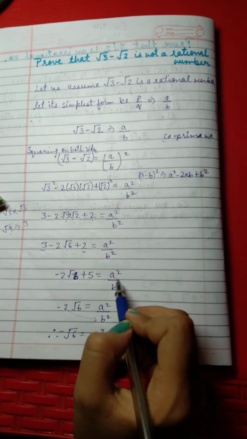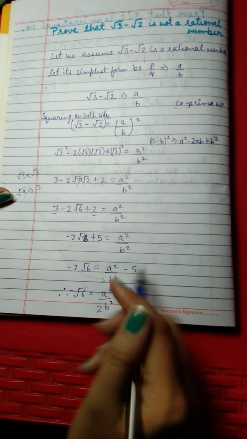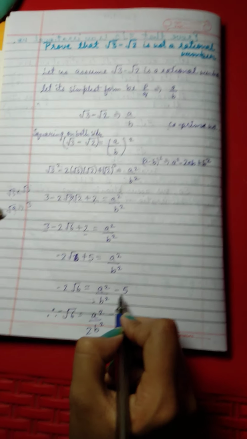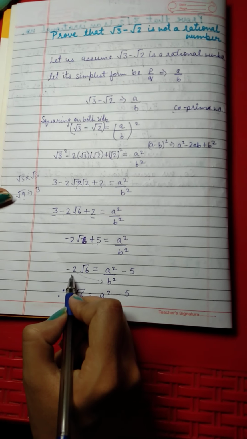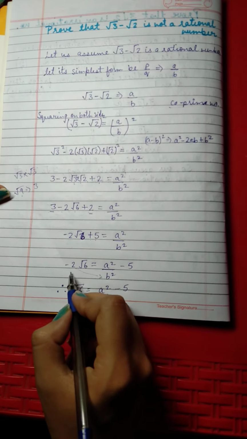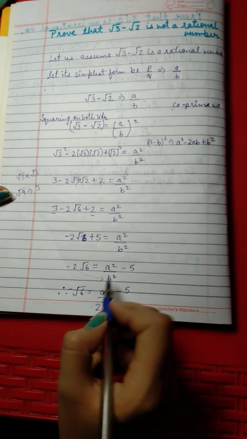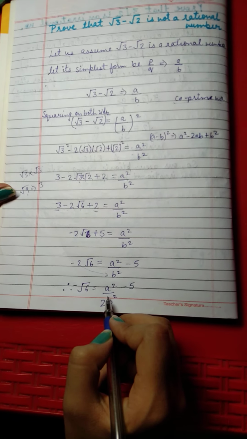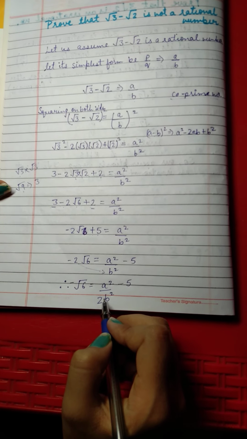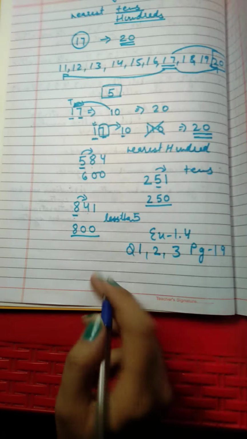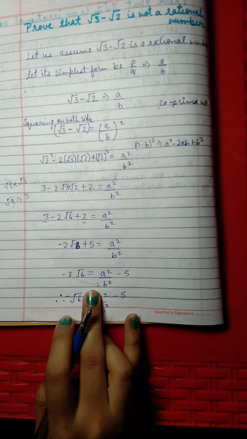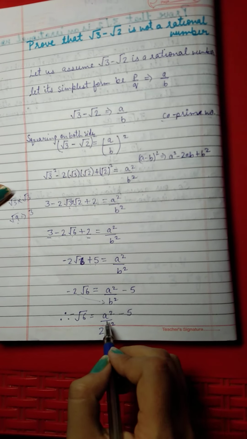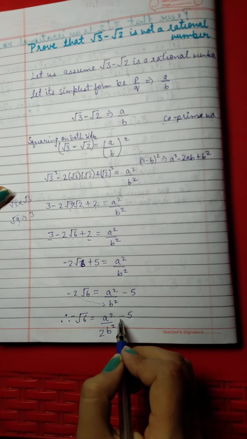Now 5 minus 2 root 6 equals a square upon b square, and now this is transferred to the other side, so this becomes negative. Now only 2 root 6 is left here. The 5 will be transferred to the fraction side, and this will become minus 2 root 6 equals a square minus 5b square upon b square.